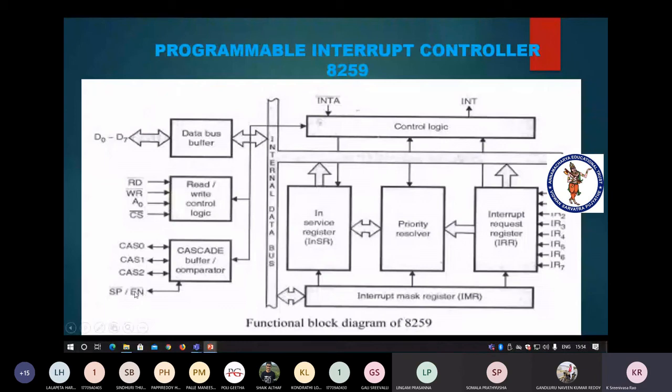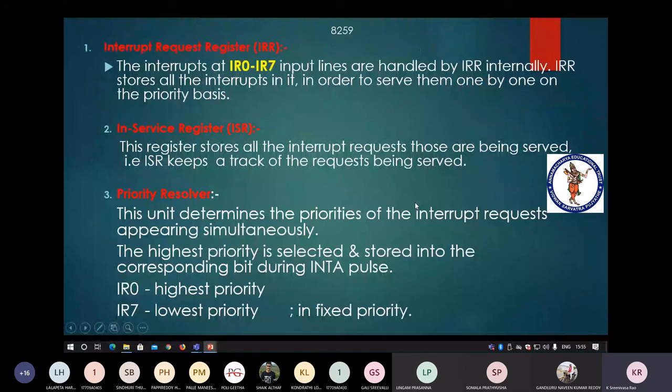That means how many addresses can you generate with the 3 bits? 8 addresses. 000 to 111. 000 is the address of the first 8259, 001 for the next, and the last one is 111. Totally 8.